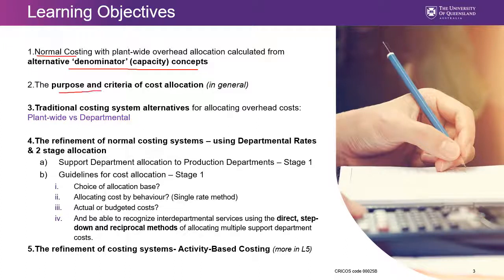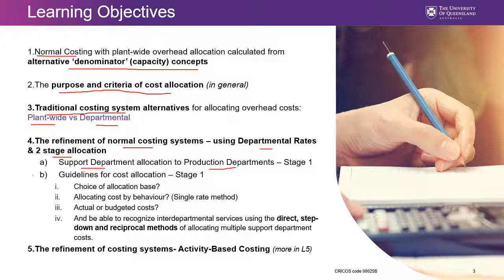We want you to understand the purpose and criteria of cost allocation and understand traditional costing system alternatives for allocating overhead costs using either plant-wide or departmental rates. The refinement of a normal costing system using departmental rates and a two-stage allocation, we want you to know how to do this. So we want you to be able to allocate support department costs to production departments and then allocate from the production department to the product.